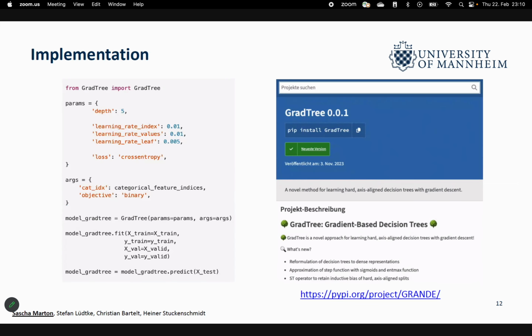So if I got you interested, then I've got good news for you, because we have an easy to use pip install ready implementation of this. If you are interested, then I would really be happy if you maybe give it a try and let me know how it worked out. It's actually really nice to use and easy.